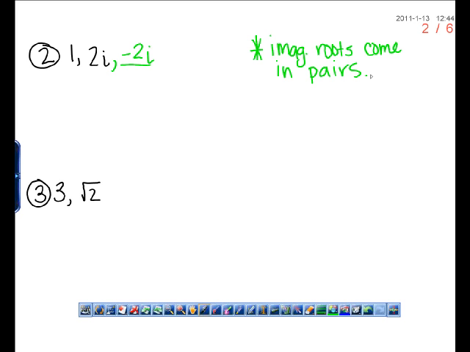How do I turn a root of 1 into a factor? Good. x minus 1. I want to get 2i into a factor. So just like I did with 1, this is going to be x minus 2i. Now, what if I'm subtracting negative 2i? What does that become? Yeah, x plus 2i.